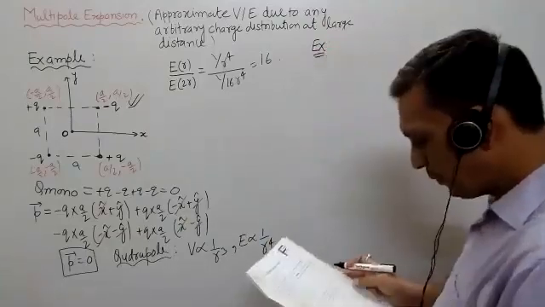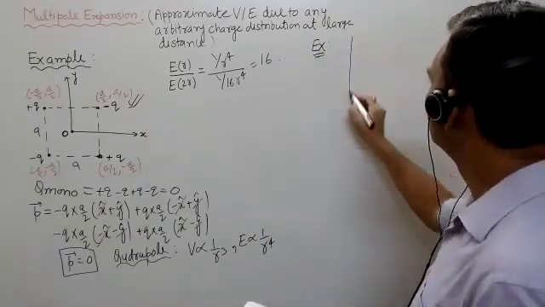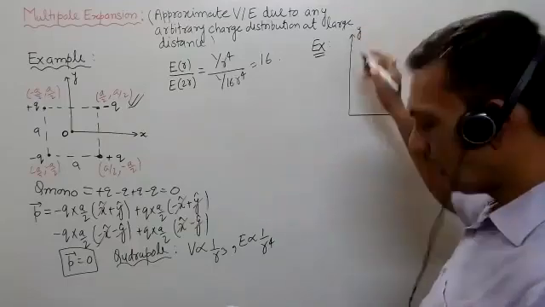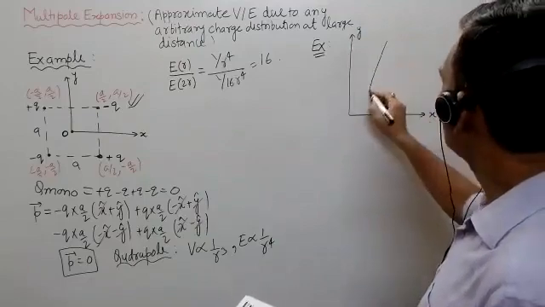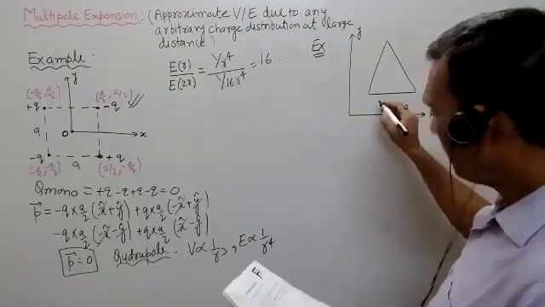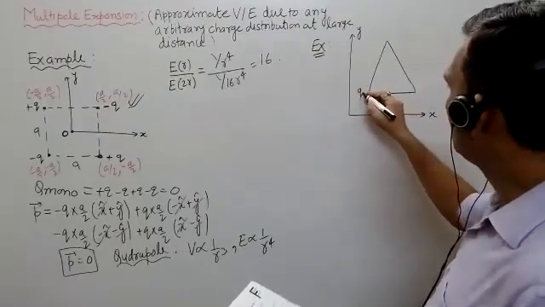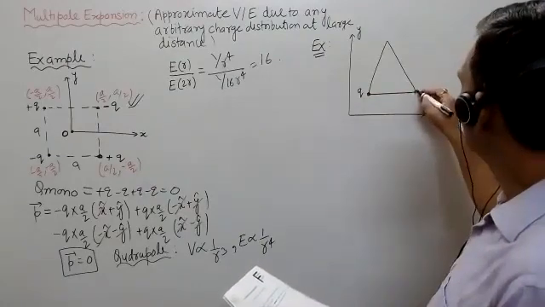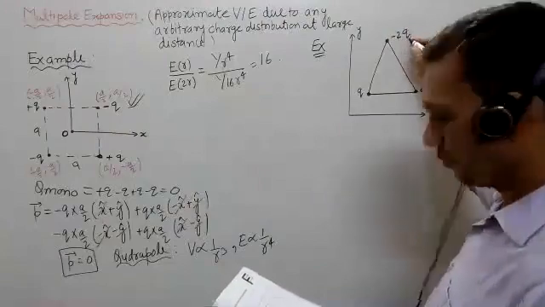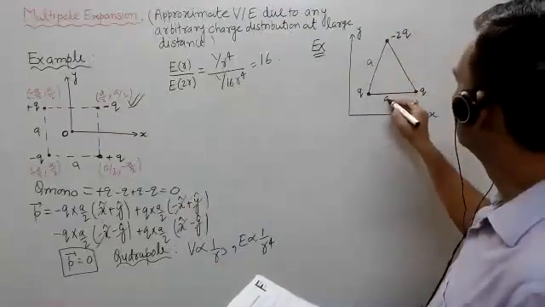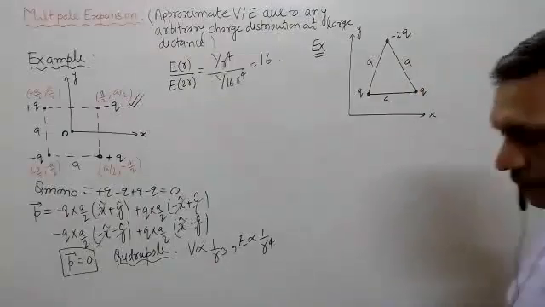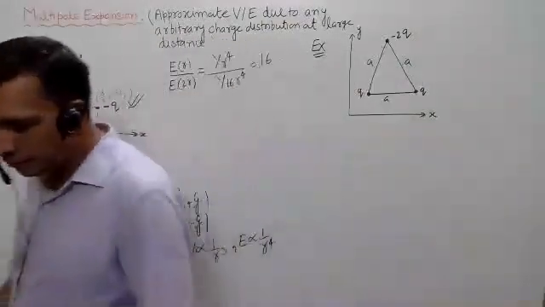Let us see the next example. This is the x, y plane. Now you have an equilateral triangle. Charges are q, this is q, and this is minus 2q. Their sides are a. Find the dipole moment of the charge configuration. Let us find the dipole moment of this charge configuration.